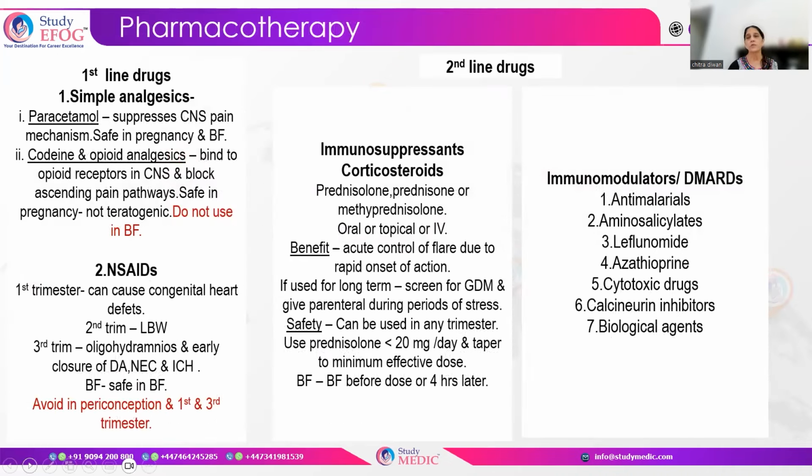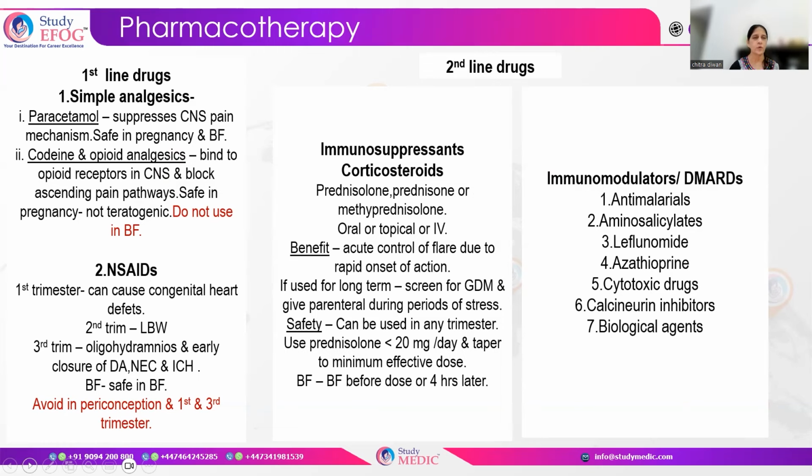It's important to know about the pharmacotherapy. You have a wide variety of drugs. You have simple drugs or the first-line drugs like simple analgesics and NSAIDs. Second-line drugs, you have immunosuppressants in the form of corticosteroids. And you have immunomodulators, also called disease-modifying anti-rheumatic drugs. Let us see simple analgesics.